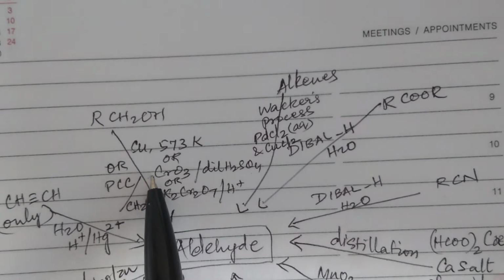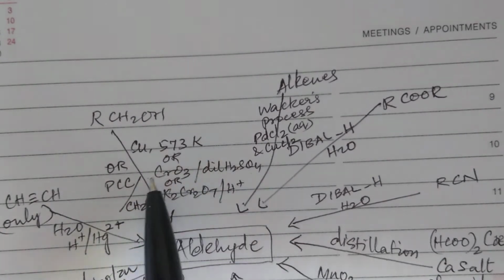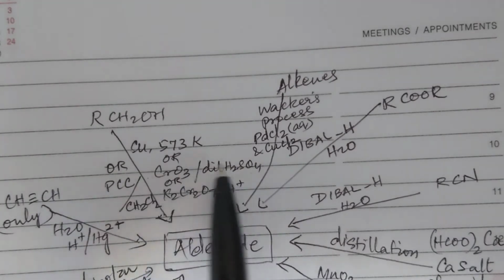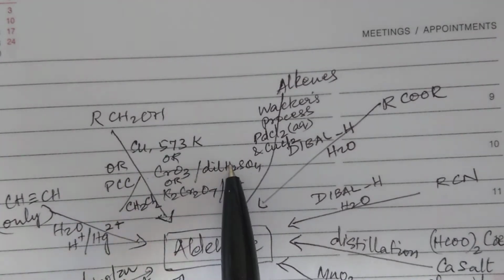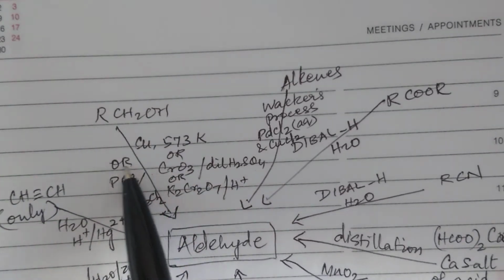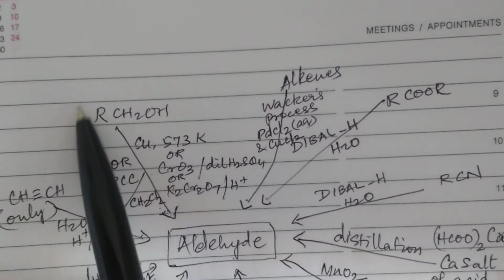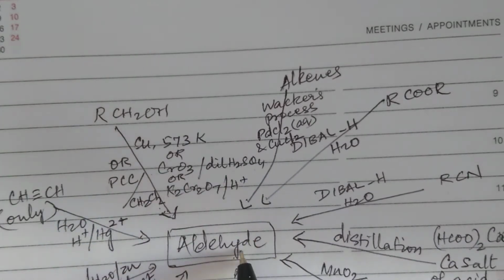Or if you are using Jones reagent, the CrO3 in dilute H2SO4, this is called as Jones reagent. This is also a weak oxidizing agent. This can also be used. Or you can even use acidified dichromate, that can also be used. Or you can use PCC in the presence of dichloromethane as solvent. This can also be used. Okay, so primary alcohol can be converted into aldehyde.